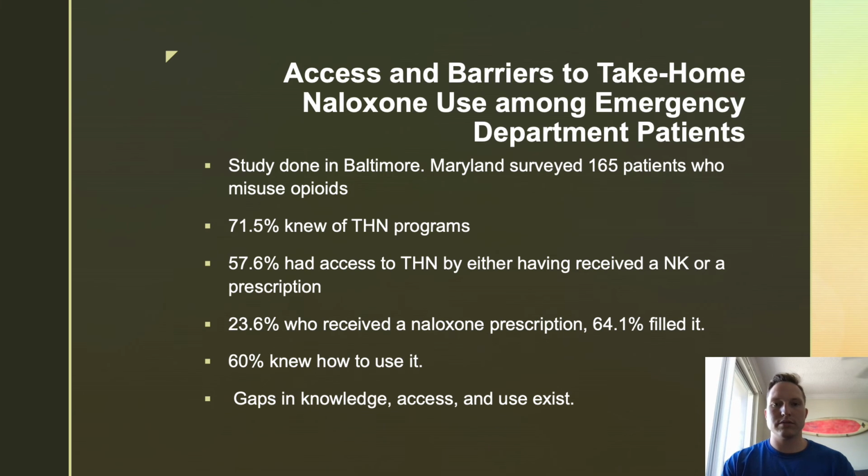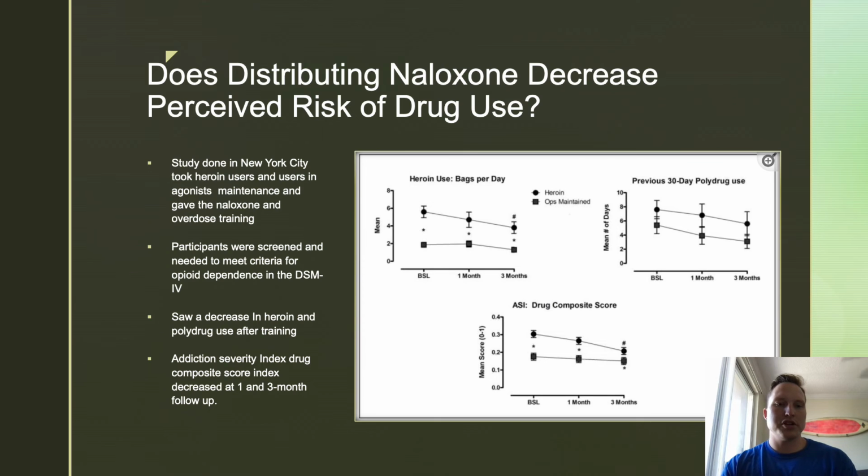So there was a study done in New York that took heroin users and people that use methadone or buprenorphine in certain programs. What they did is they gave them naloxone and overdose training. They were screened to meet the criteria. So obviously to be a part of this, they needed to have opioid dependence.